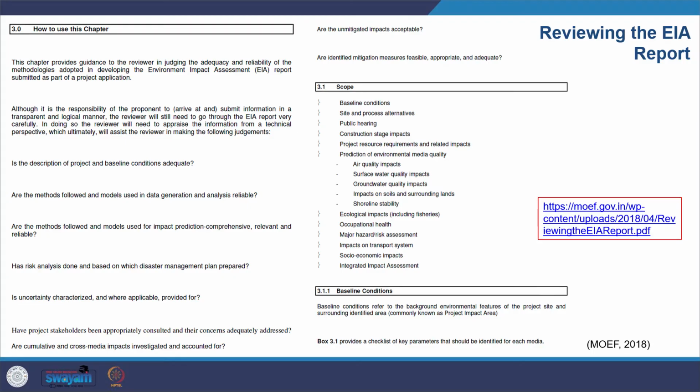So we see that there are guidance documents which are used by the reviewers. Here we see that it provides guidance for reviewing and judging the adequacy and reliability of the methodology adopted in developing the EIA report. So when the reviewers are reviewing your report, how would they look at it? This is from MoEFCC's website. This is the guidance which is given to the reviewers.